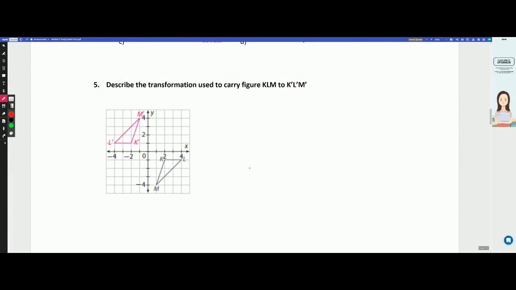All right, describe the transformation used to carry the figure KLM to K prime L prime M prime. I'm telling you what, that is definitely going to be on you. That's yours for the taking. You could always check a point like K, see where it goes to K prime. So K is at some coordinate, and now K prime went to some coordinate. And you have to determine the rule yourself. So describe the transformation that can occur there.